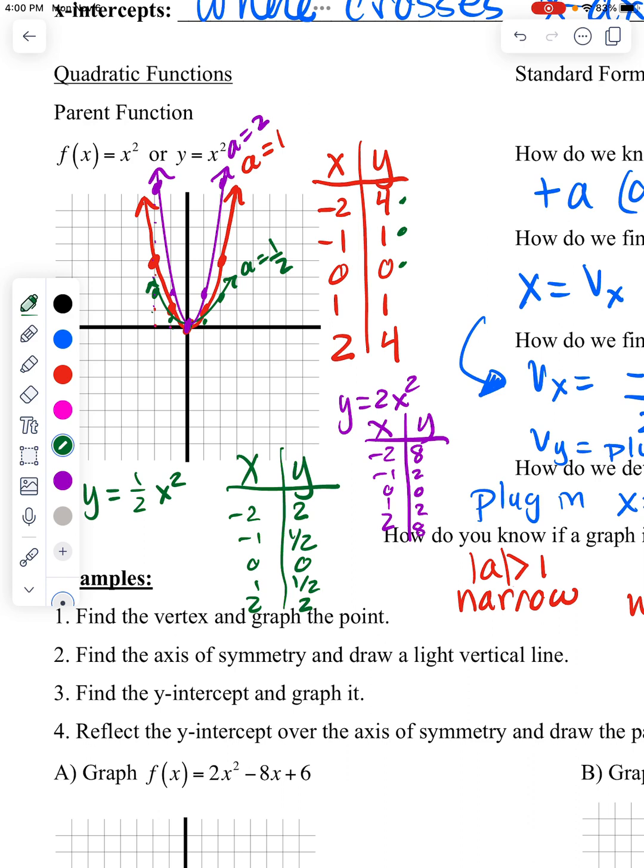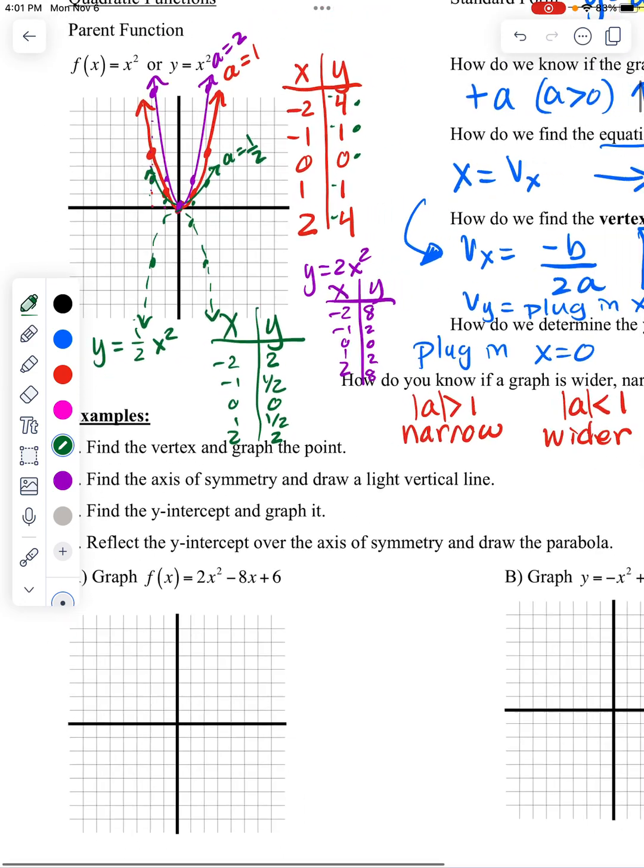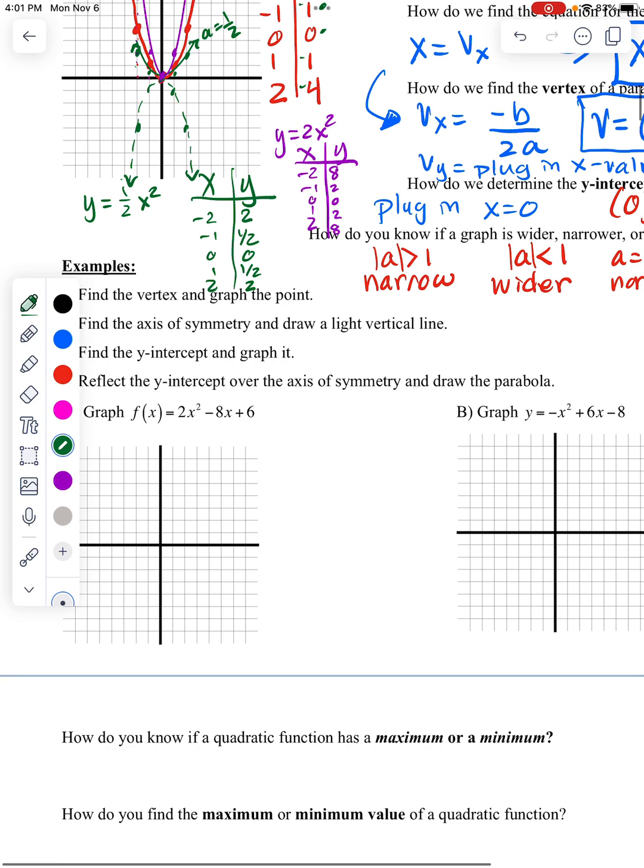So my red one, if I flipped it over, then I would have had -4, -1, -1, -4. So my initial graph would have been down here instead. So all those changes are the same that we've talked about in the past. A negative out in front flips it over. The value of a can make it wider or narrower, just like it did with the absolute value.